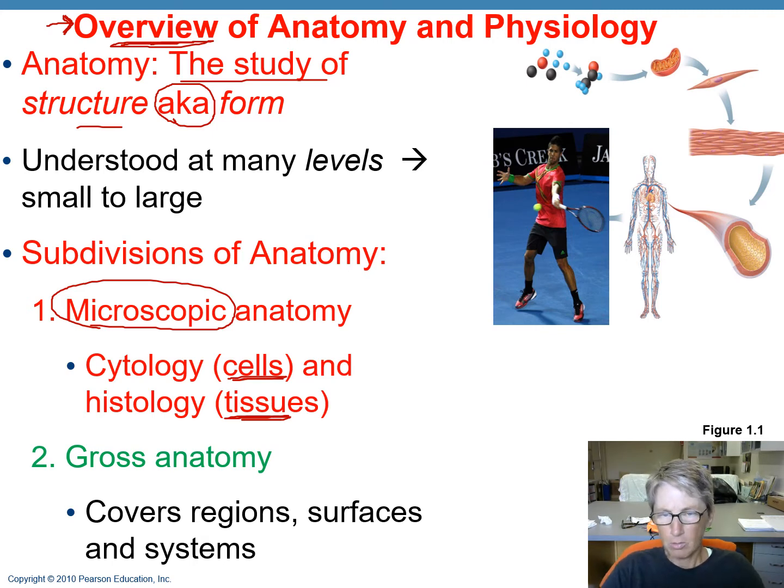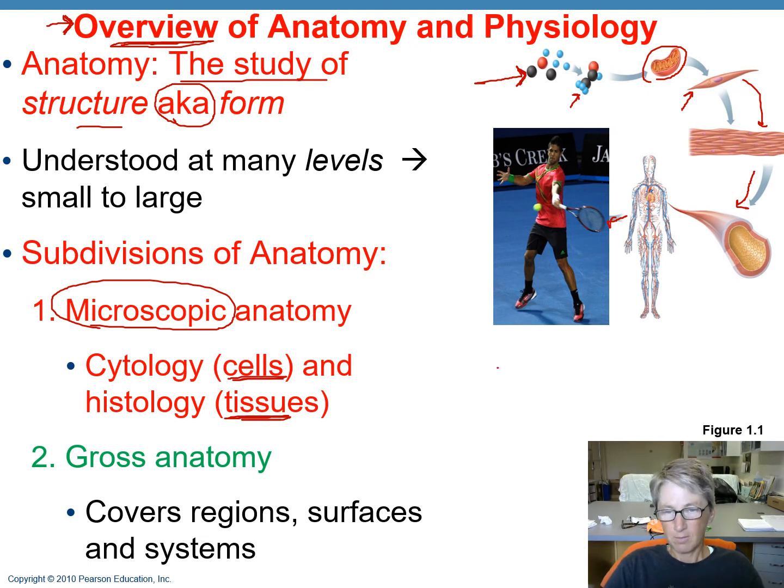And this cartoon shows, starting at the level of atoms, atoms form molecules or compounds, and then the next level up in the study of structure would be organelles. Organelles live inside cells. Cells make up tissues. Tissues make up systems, and systems make up the whole organism.